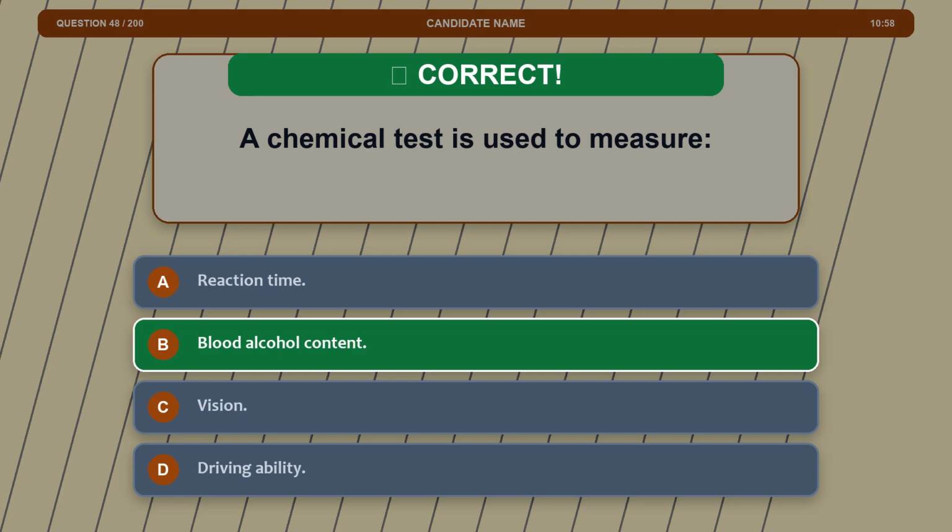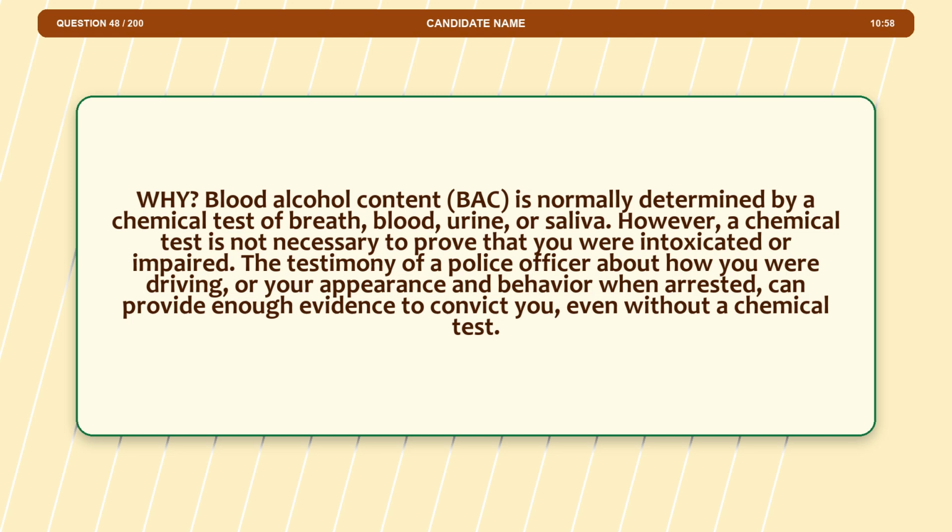The correct answer is option B, blood alcohol content. Explanation: blood alcohol content, BAC, is normally determined by a chemical test of breath, blood, urine, or saliva. However, a chemical test is not necessary to prove that you were intoxicated or impaired. The testimony of a police officer about how you were driving, or your appearance and behavior when arrested, can provide enough evidence to convict you, even without a chemical test.